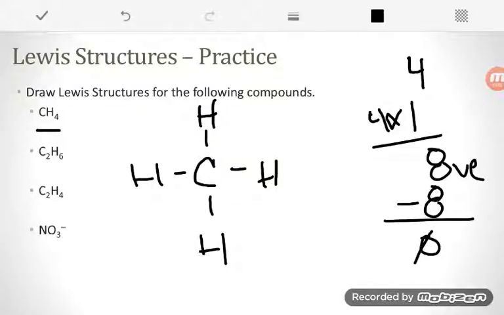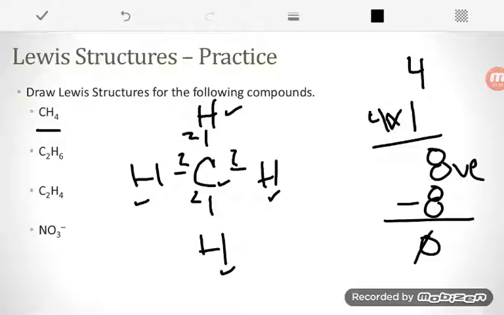I have 0 left, and now I want to check, does everyone have an octet or a duet? Is everyone happy? Once hydrogen has a bond, they're happy. So all of these hydrogens, they're totally happy, no problem. Carbon sees 4 bonds, and each of those bonds has 2 electrons. So carbon sees 2 electrons here, 2 electrons here, 2 here, 2 here. It sees 8 electrons total. It has an octet, so he's also happy. So we're done. That one's really, really easy.